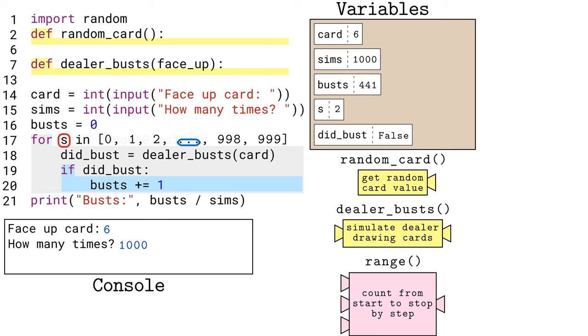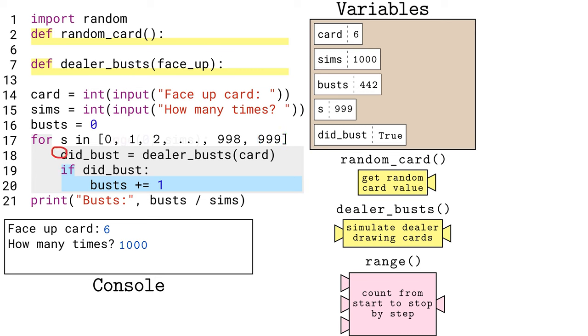Although Python can run all 1,000 iterations in less than a second, animations would take quite a bit longer than that to make and watch. Let's skip to near the end, now that we've seen a few iterations play out. Python has reached the end of the range, and this stops the loop.